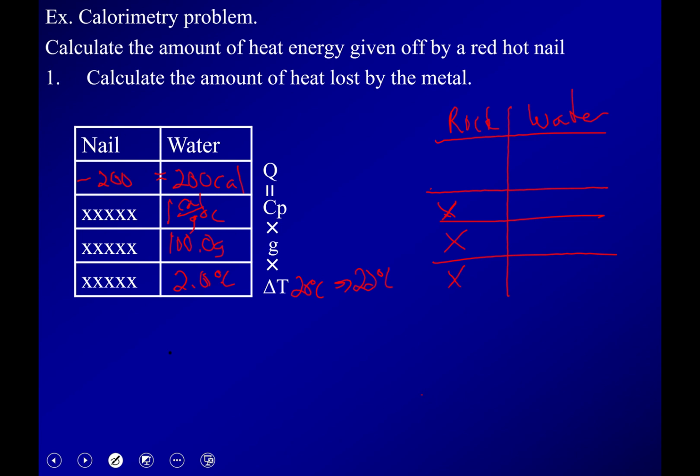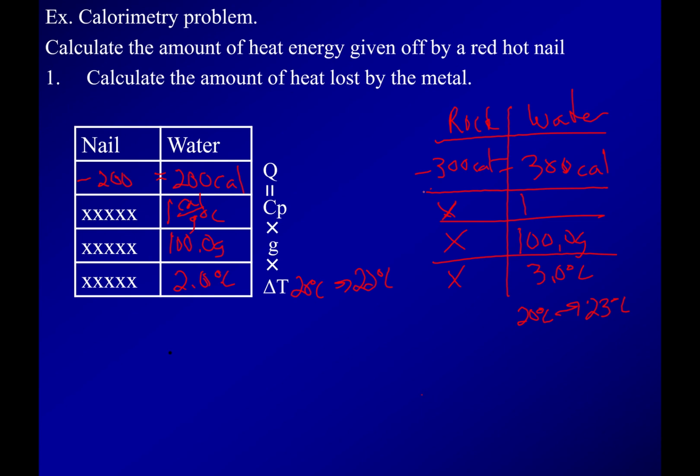All we care about is the water. So Cp of water is 1. We still have 100 grams, with some fresh water. It started at 20 degrees Celsius, and this one went up to 23 degrees Celsius. So our temperature change was 3 degrees, mass times Cp times change in temperature: 300 calories. So the winner, the rock.